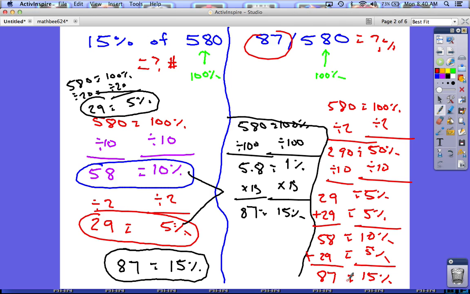You can be very flexible with these. I could have subtracted too. I could have started at, I don't know, maybe I get this right here, and maybe I figure out that 29 is 5%. Maybe I just keep taking off 29s and keep taking off 5% until I get to 87. Lots of ways you can do this. Just make sure that you're flexible with it.